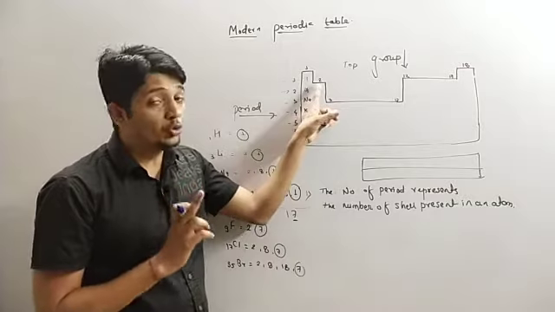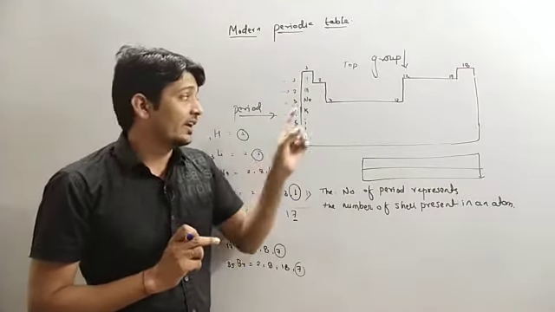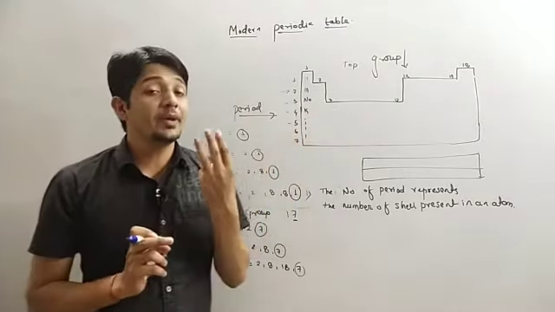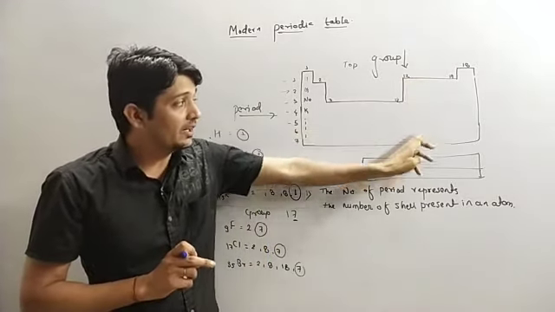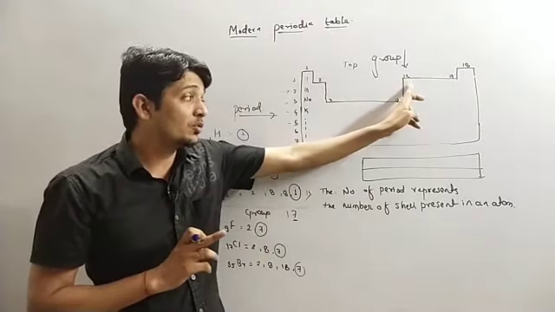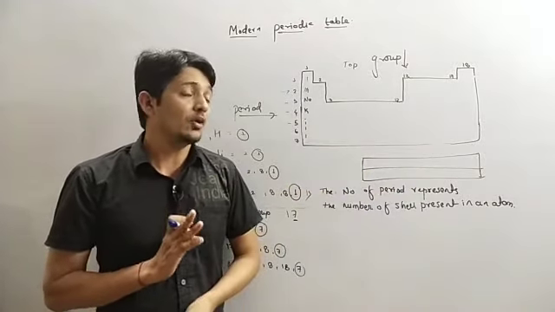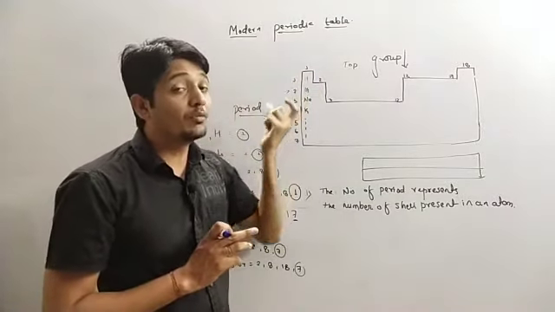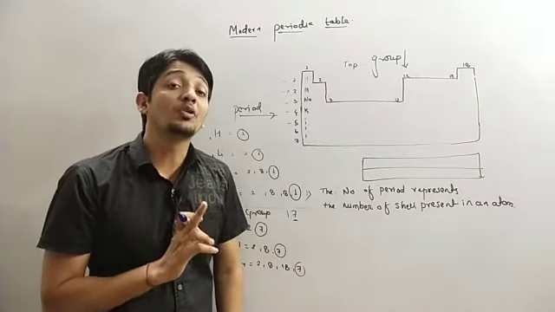Elements of group 2 will contain 2 electrons in their outermost shell. We are talking about the valence shell. If we talk about elements of group 3, then 3 electrons will be present in their outermost shell. Likewise, if you look at elements of group 13, the unit place digit is 3. That means all the elements of group 13 will also contain 3 electrons in their outermost shell. So likewise we can say the number of the group will represent the number of electrons present in their outermost shell.